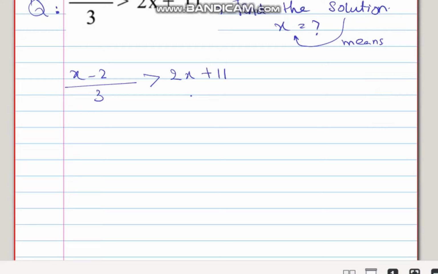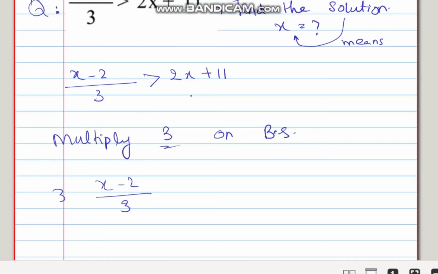Now please solve this question, treating it just like the equation. I am writing again. First of all, we want to remove this 3. Now we will multiply by 3 on both sides. To remove this 3, we will multiply by 3 on both sides. This is a very important point. First, we want to remove the 3. How can we remove the 3? I am removing the 3 by doing that.